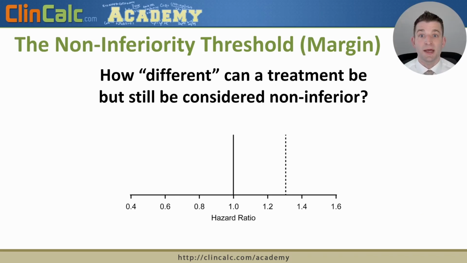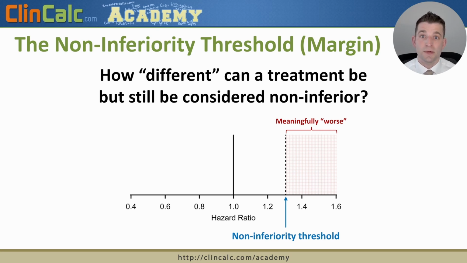Now, for non-inferiority trials, they have to come up with what's called a non-inferiority margin. This is a margin that determines how different we allow a treatment to be, but still be considered non-inferior. As an example, our non-inferiority threshold might be about 1.3 for a trial. What that means is that we don't want our confidence interval to include anything that is to the right of that non-inferiority threshold. If any part of our 95% confidence interval exists in that space, that would include scenarios in which our therapy is meaningfully worse than whatever we're comparing it to.